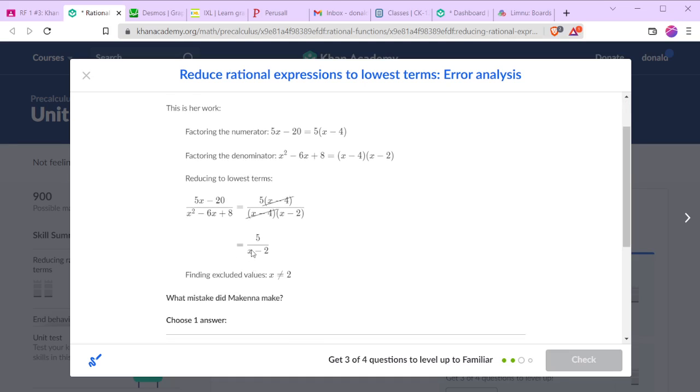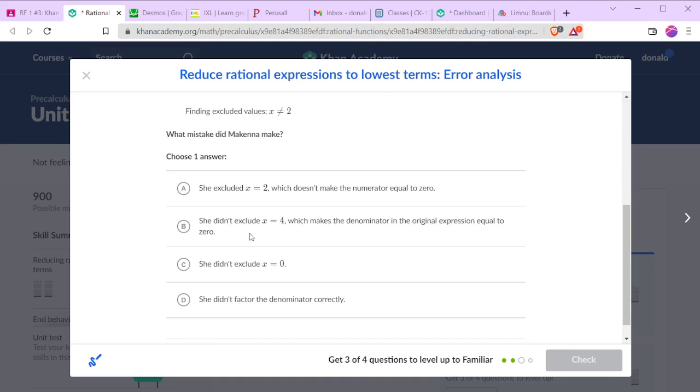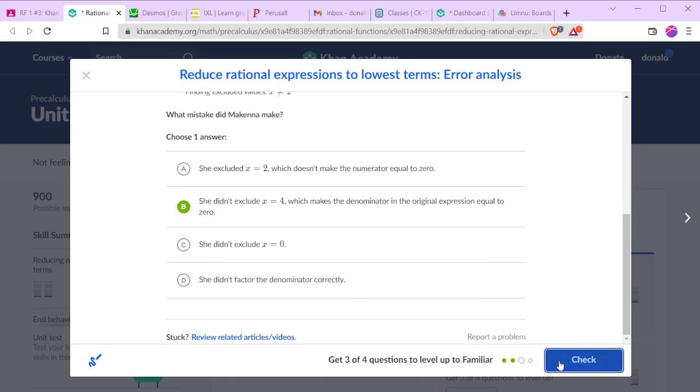But remember, if we have a value that's excluded at any point in the calculation, it's excluded at every point in the calculation. The fact that she has canceled x minus 4 does not change the fact that x equals 4 is still an excluded value. So she did not exclude this value, which makes the denominator in the original expression equal to 0.